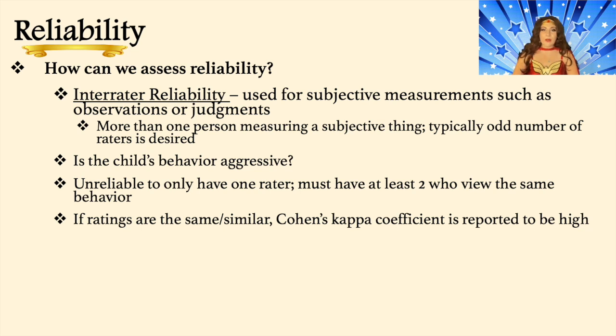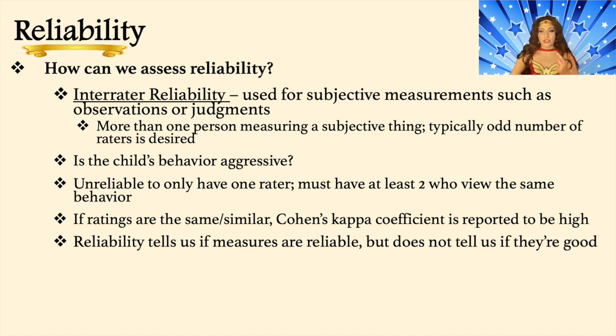If you correctly operationally define your variables and everybody is clear in terms of what they're observing and how they are scoring it, then your correlation coefficient will be high because the ratings will be the same or similar. So reliability, again, tells us if our measures are reliable, but it doesn't tell us if the measures are good.